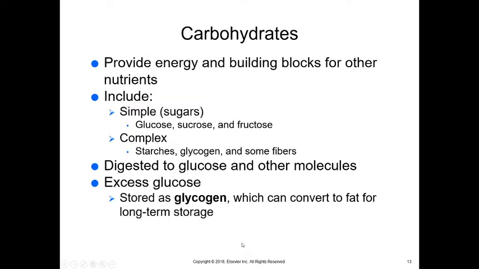Carbohydrates provide energy and building blocks for other nutrients. They include simple sugars like glucose, sucrose, and fructose, and complex sugars, which are starches, glycogen, and some fibers. These are digested to glucose and other molecules. If you have excess glucose, you take too much sugar in your diet, it's stored as glycogen, which then can be converted to fat for long-term storage.